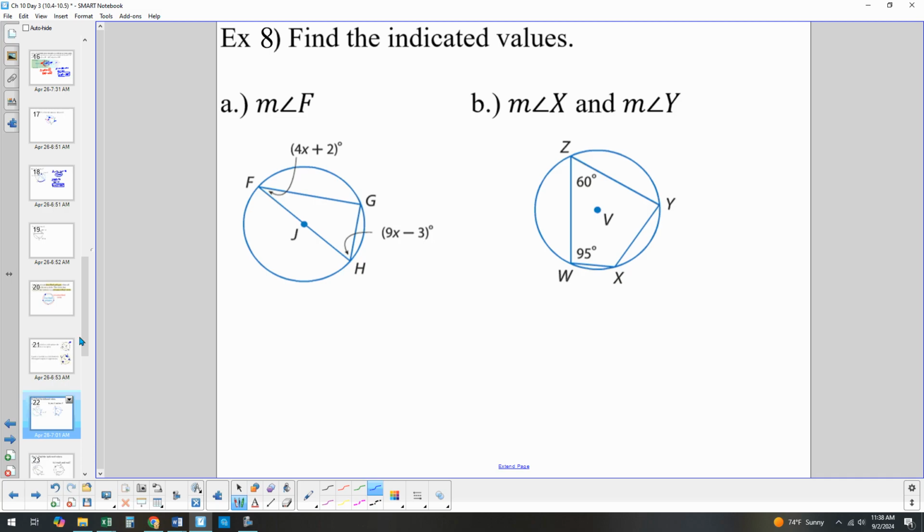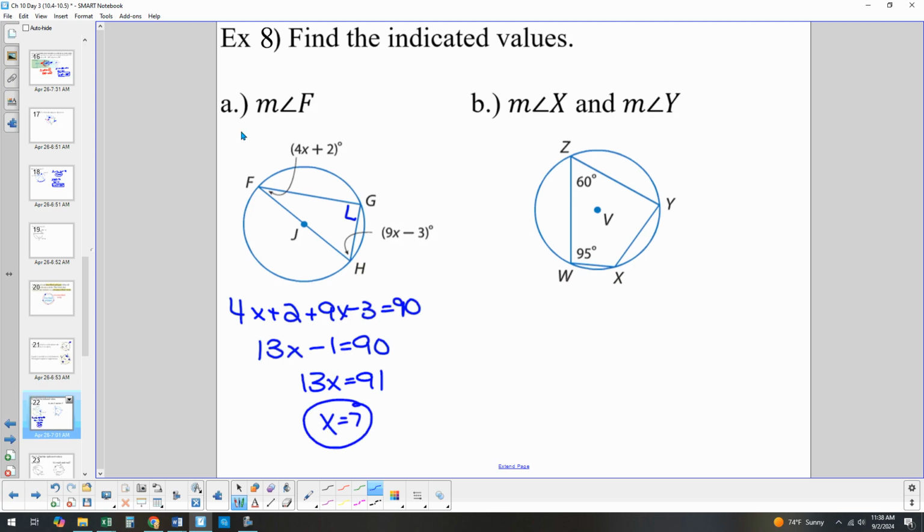So for example 8, if I want to find the measure of angle F, I know that this is a right triangle because the triangle is inscribed with the diameter being one of the sides. So the remaining two angles would add to 90. I could have added plus that 90 equals 180, but that's just an extra step. So I get 13x equals 91, and x is 7. So that means the measure of angle F, 28 plus 2, is 30 degrees.